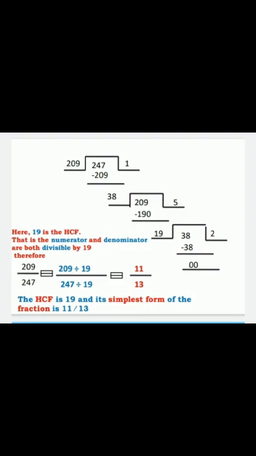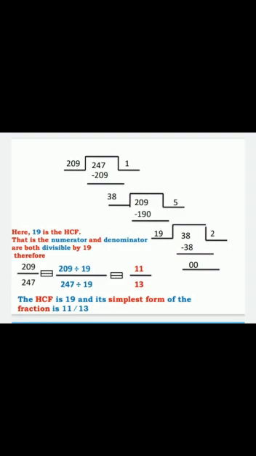of 209 and 247 by the division method. We are going to divide 247 by 209. So 209 ones are 209. So after subtracting 209 from 247, you get 38. So again, the divisor was 209. So 209 has to be divided by 38. So 38 5s are 190, and you are going to subtract 190 from 209. So after subtracting, you get 19. So now 38 is to be divided by 19. So 19 2s are 38, and your remainder is 0.